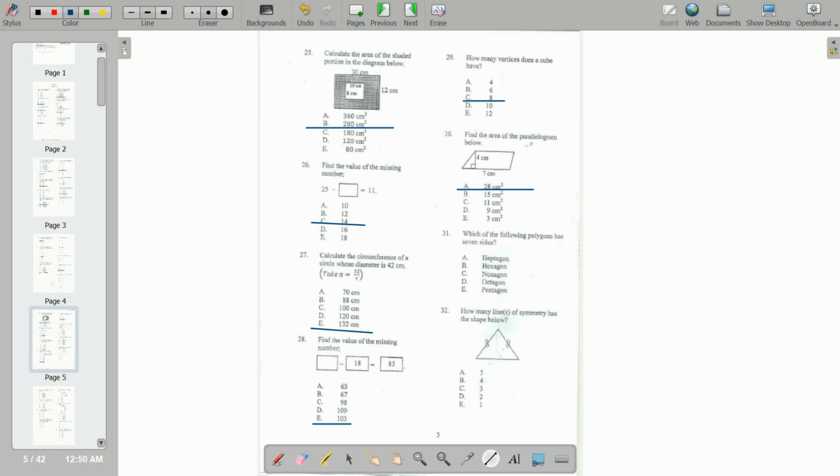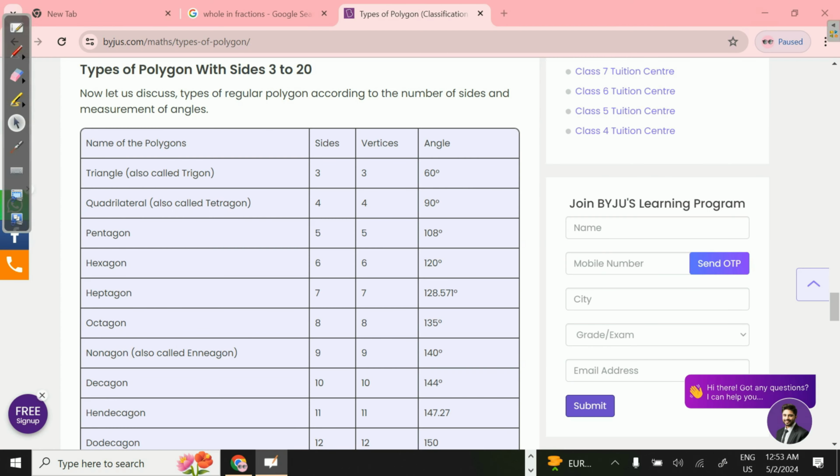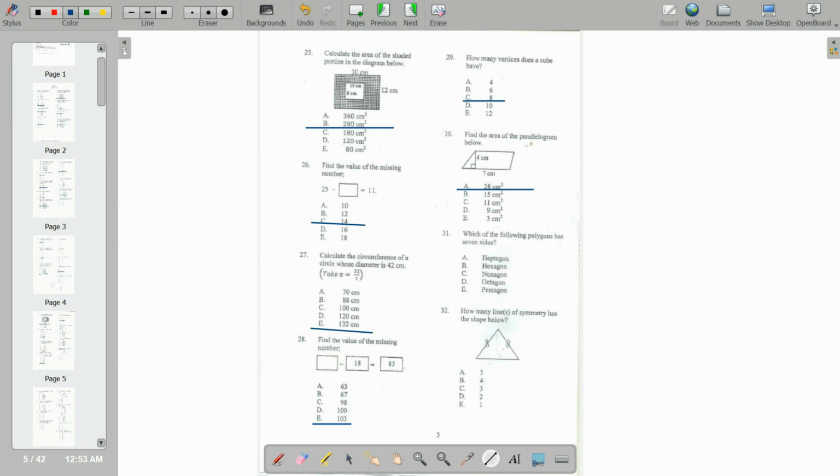Next is question 31. Which of the polygons has 7 sides? A heptagon is a seven-sided polygon. It is sometimes referred to as a septagon or a seven-gon. The word heptagon comes from two words, hepta, meaning seven, and gon, meaning sides.